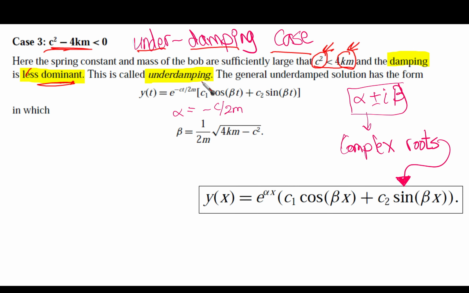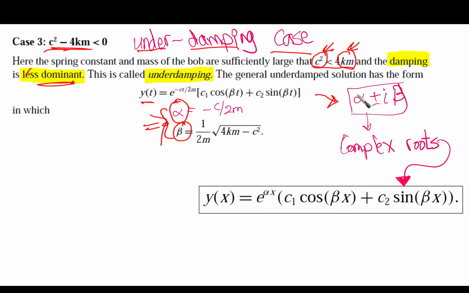We call this underdamping. The general underdamped solution has the form. This is the solution for our equation of motion: y of t equals e to minus ct over 2m times, between parentheses, c1 cosine beta t plus c2 sine beta t. Here we have complex roots alpha plus or minus i beta. So we are going to find alpha equal to minus c over 2m and beta equal to 1 over 2m times the radical of 4km minus c squared. You can check it by yourself if you have doubts.